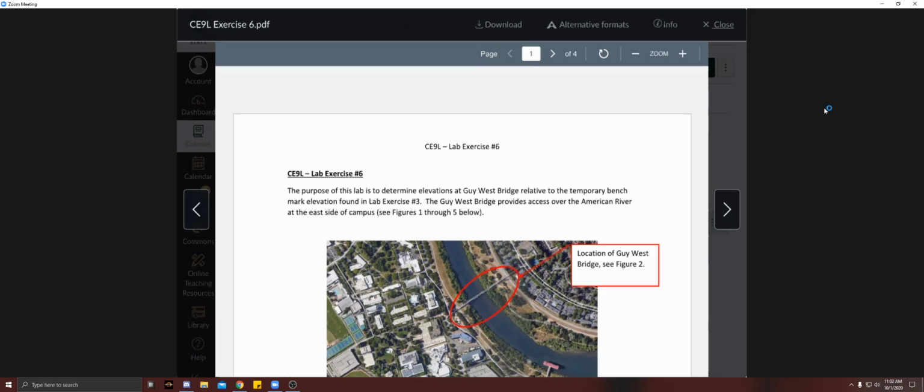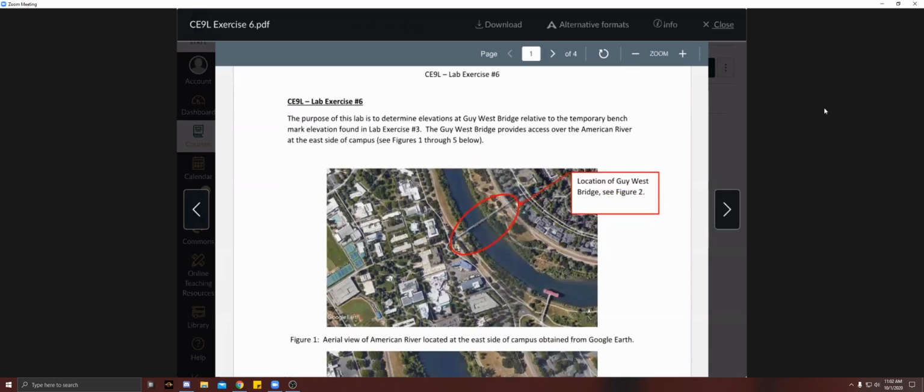Okay, so let's go over CE9L Lab Exercise 6.pdf, which is up on the screen right now. So we're going to backsight TBMW, the same manhole that you backsighted last week.